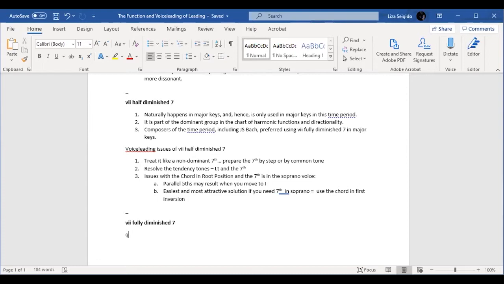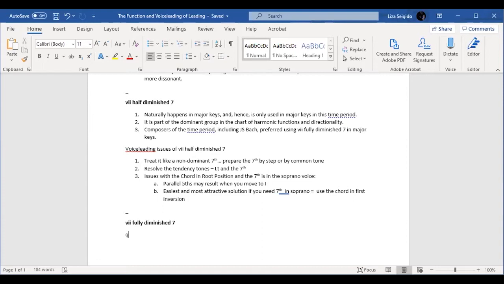I'm going to break down the proper voice leading of this chord so that we resolve it idiomatically, like composers did of this time period. But first, an overview of the entire process of resolving this chord properly. One, when you use this chord, you've got to prepare the seventh. It's just like in the half diminished seven. When you're planning out the use of the seventh of this chord, when you're tracking what the voices are doing, you've got to prepare the seventh as if it were a non-dominant seventh chord. And again, you prepare it by step or by common tone.